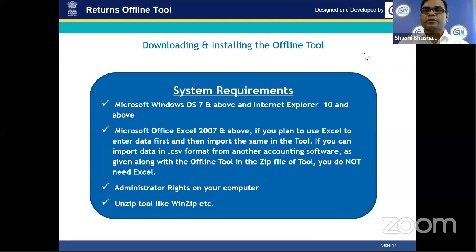With the basic requirement, we require Windows 7 and Internet Explorer 10 and above. It is highly recommended that you install or upgrade Internet Explorer to 10 and above. If you are going to use the Excel facilities in the offline tool, you need Microsoft Office Excel 2007 and above. And if you are using third-party accounting software, you can make the data in CSV format and use the offline tool to prepare the GSTR-1.